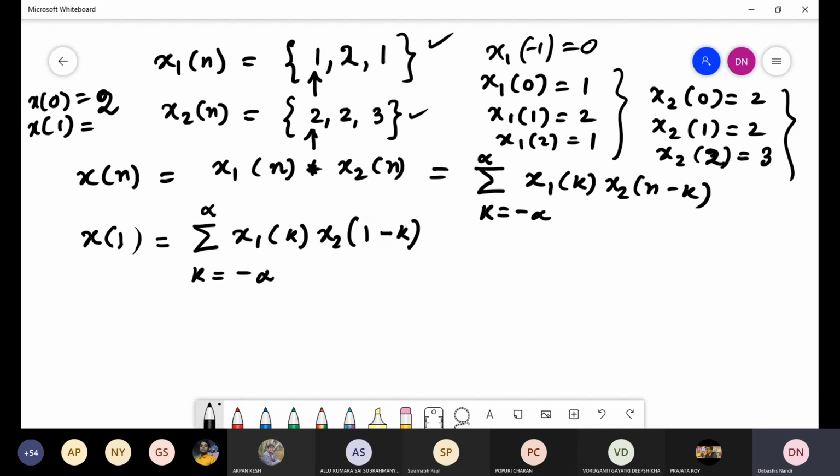Suppose you start from k is equal to minus 2. So when k is equal to minus 2, then it will be x1[2]. So you just write 3 dots, then you write k is equal to 2. So x1[2] into x2[1 minus 2], that means minus 1, so it will be 0. If it is k is equal to 3, then again it will be 0. And if you start from k is equal to minus 2 in the left hand side, then it will be 3.